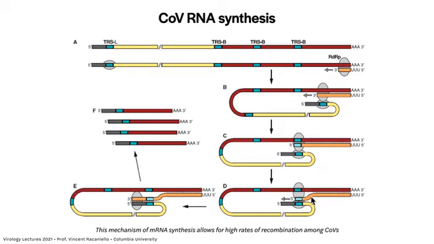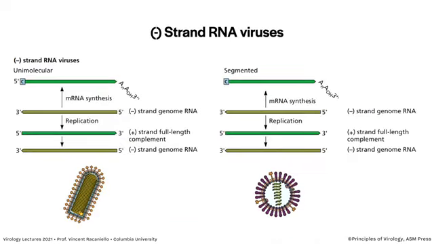So this jumping is really interesting because that's how recombination occurs, RNA recombination. We'll talk about this at the end of today. These viruses are really good at recombining. And that's why SARS-CoV-2 is a recombinant for sure of a lot of different bat viruses that were circulating out there. And so they're really good at recombination, and that gives them a lot of diversity. So this mechanism of RNA synthesis, which gives you the nested mRNAs, allows for high rates of recombination among these viruses. Very cool stuff. All right, let's go to negative strand RNA viruses.